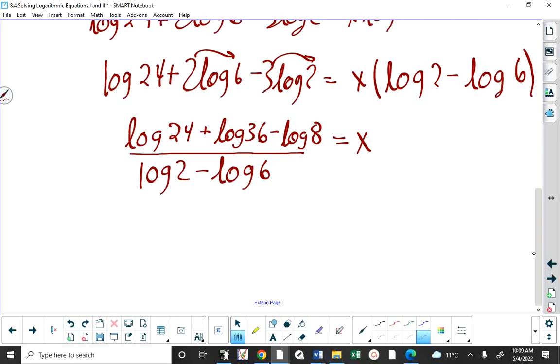Because that top will be log of 24 times 36 over 8. 24 over 8 is 3. No fractions. It reduces nicely. And 3 times 36 is 108.